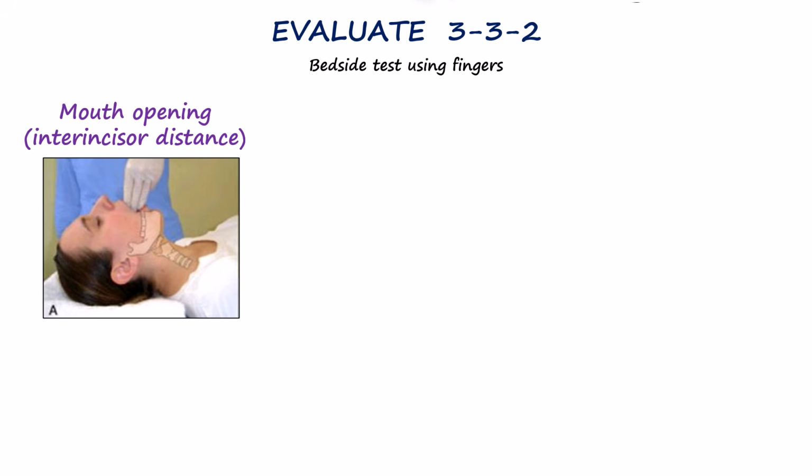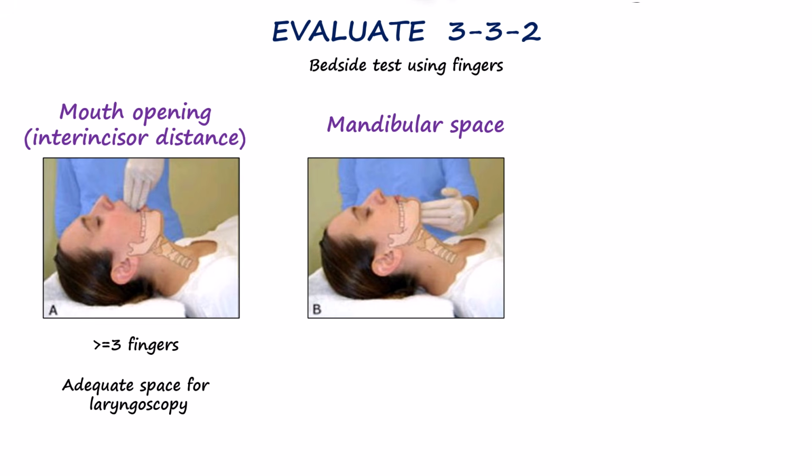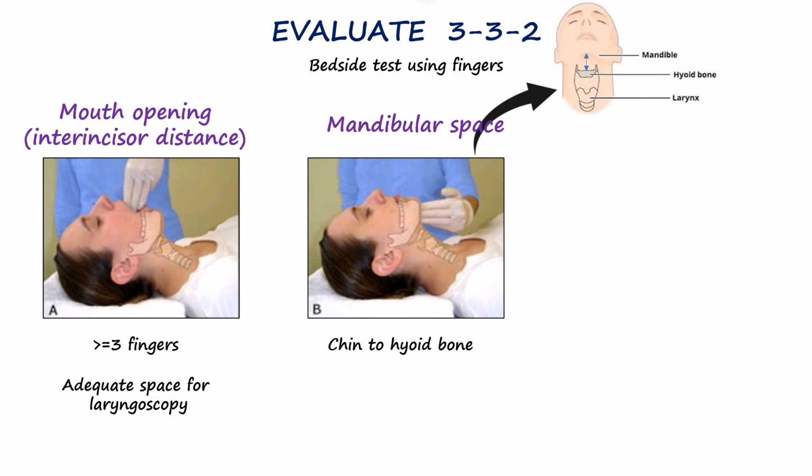A normal mouth opening should allow at least 3 finger breadths. This indicates that there is adequate space to insert and manipulate the laryngoscope blade during intubation. The second step is measuring the mandibular space, which is the distance from the tip of the chin to the hyoid bone. This is again estimated using finger breadths, with 3 finger breadths considered normal. Adequate mandibular space allows the tongue to be displaced anteriorly during laryngoscopy without compressing airway structures.